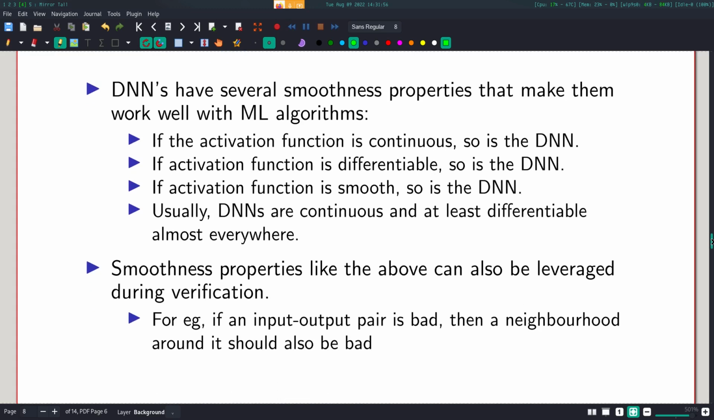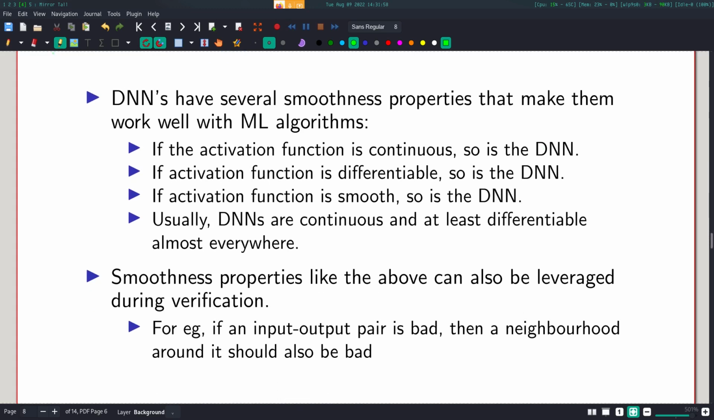All right. So now let's come to some properties of DNNs. There is this one class of properties which I'll just call smoothness properties. These properties are very useful for ML algorithms because they depend on such properties. But the idea is that if your activation function is continuous, then the DNN is going to be continuous, right?